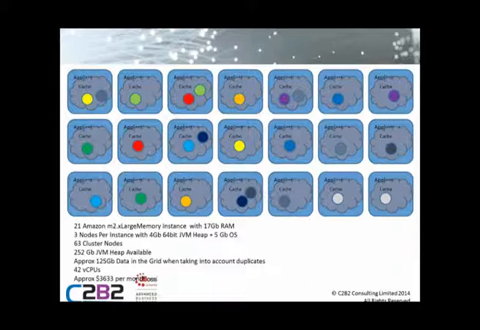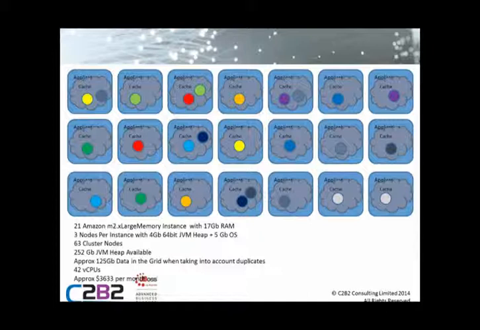If we then take one duplicate across the cluster, you essentially halve the amount of data you've got available in your JVM heaps for storing data, and that brings down the volume of data you could bring into that data grid to around 125 gigs. But we also have 42 virtual CPUs on there, so we have a huge compute capability in addition to the memory. And on Amazon at current prices, that's around $3,500 a month, so it's not phenomenally expensive.